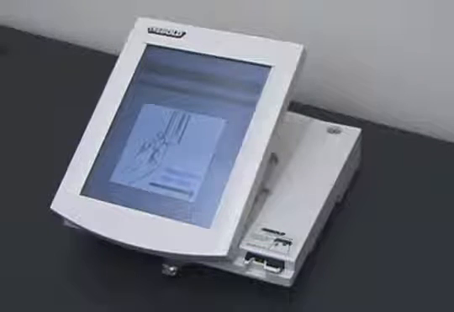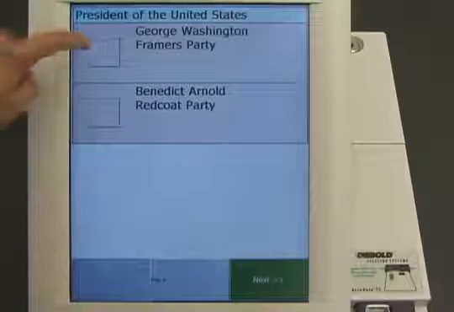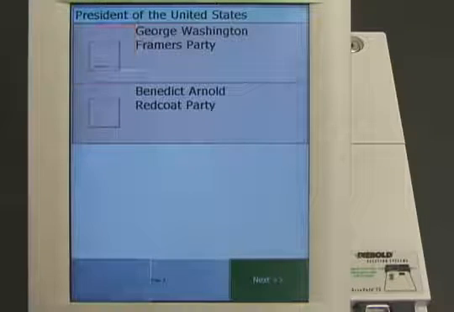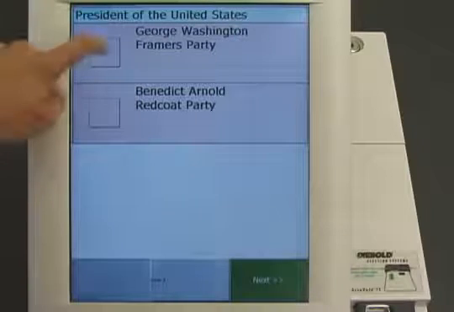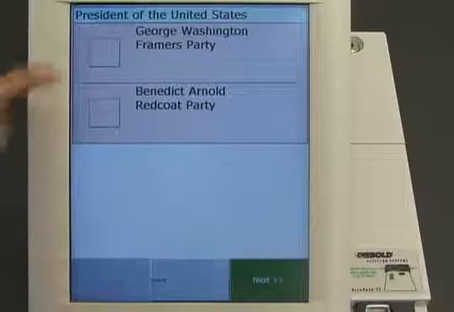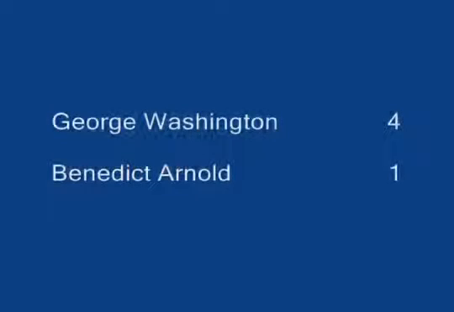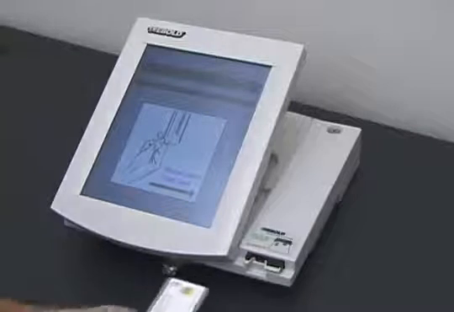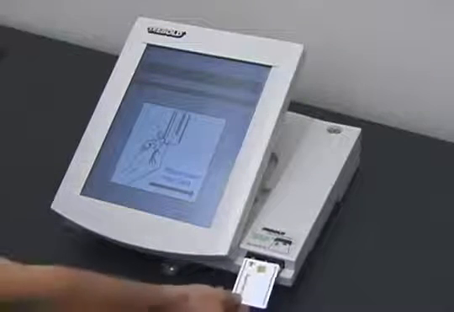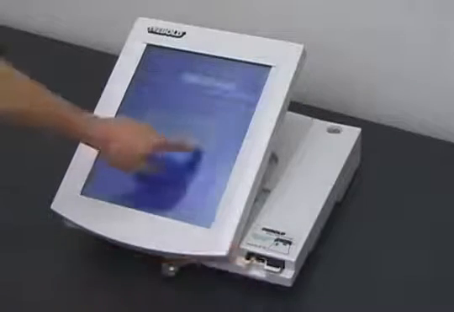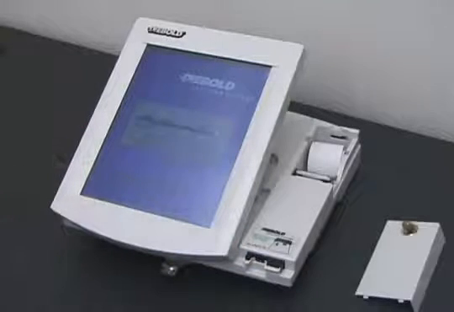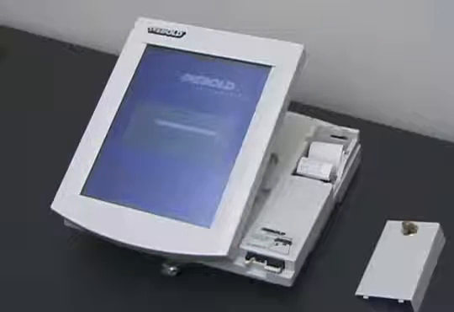4 more voters cast their votes. They vote for George Washington, Benedict Arnold, George Washington, and George Washington. The correct result for this election is George Washington 4 votes, Benedict Arnold 1 vote. Election day is now over. An election worker approaches the machine, inserts a supervisor card, and tells the machine to end the election. The machine prints out a paper tape announcing the results.